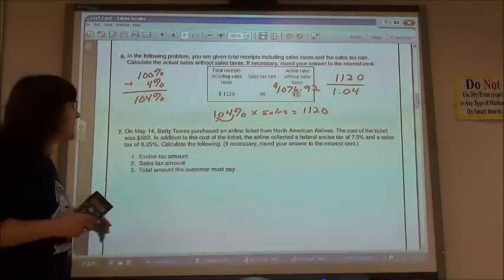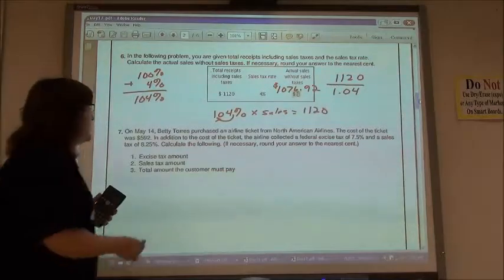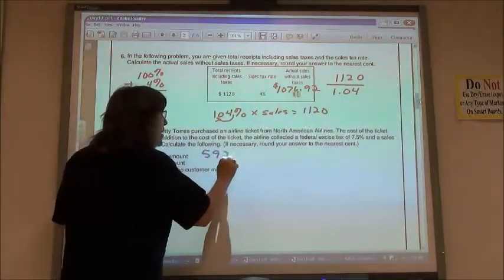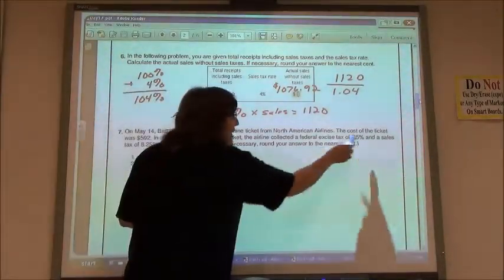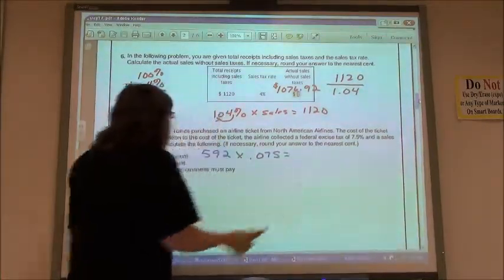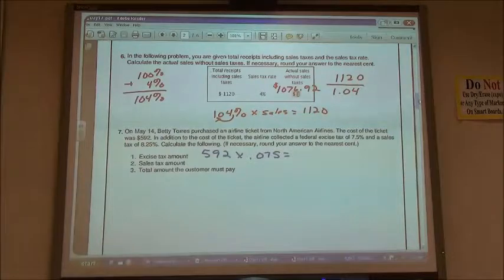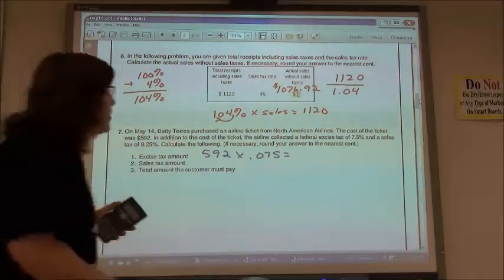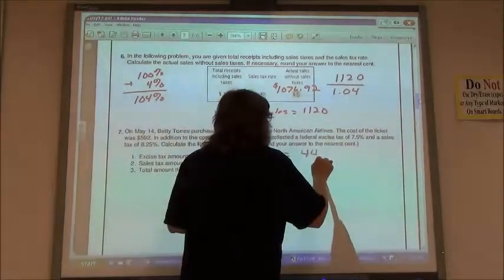So we're going to calculate the excise tax first. And so I'm going to take my $592. My federal excise tax is 7.5%, so 0.075, and I'm just going to multiply that out. 592 times 0.075 gives me $44.40.